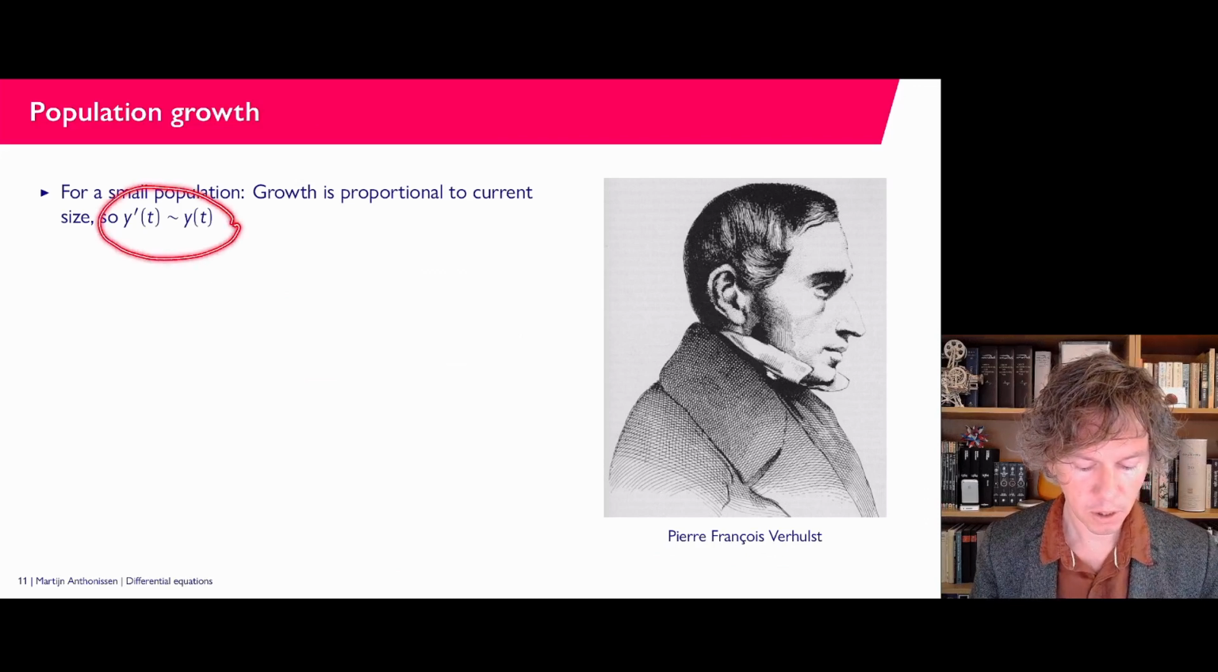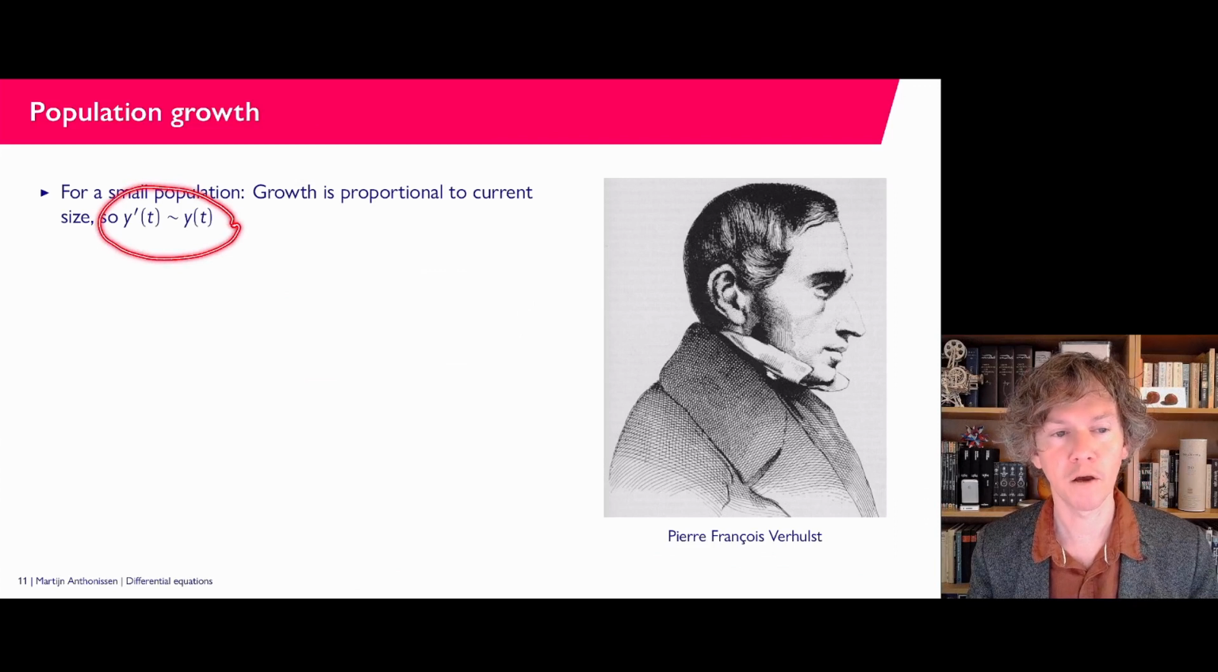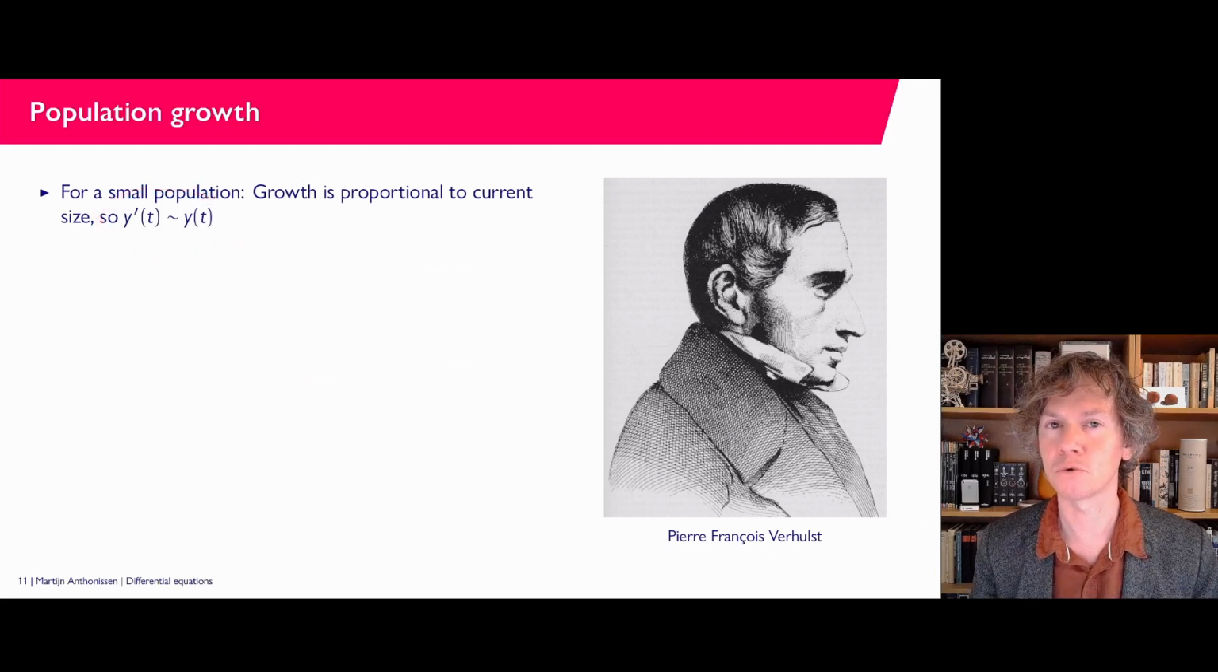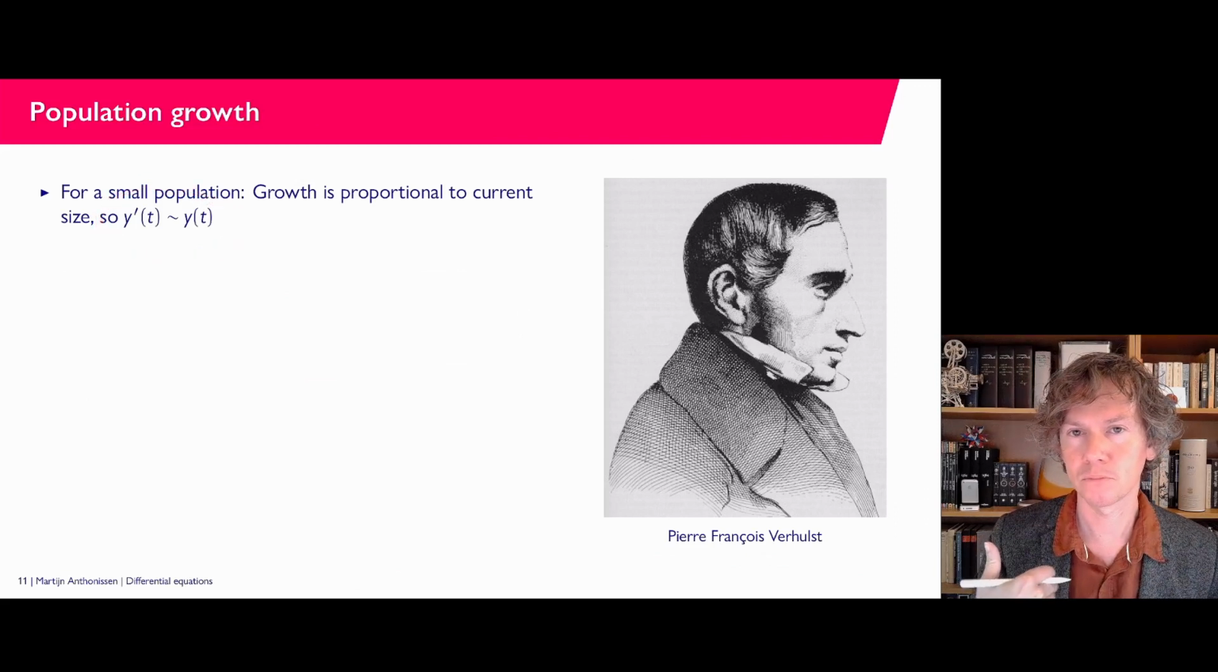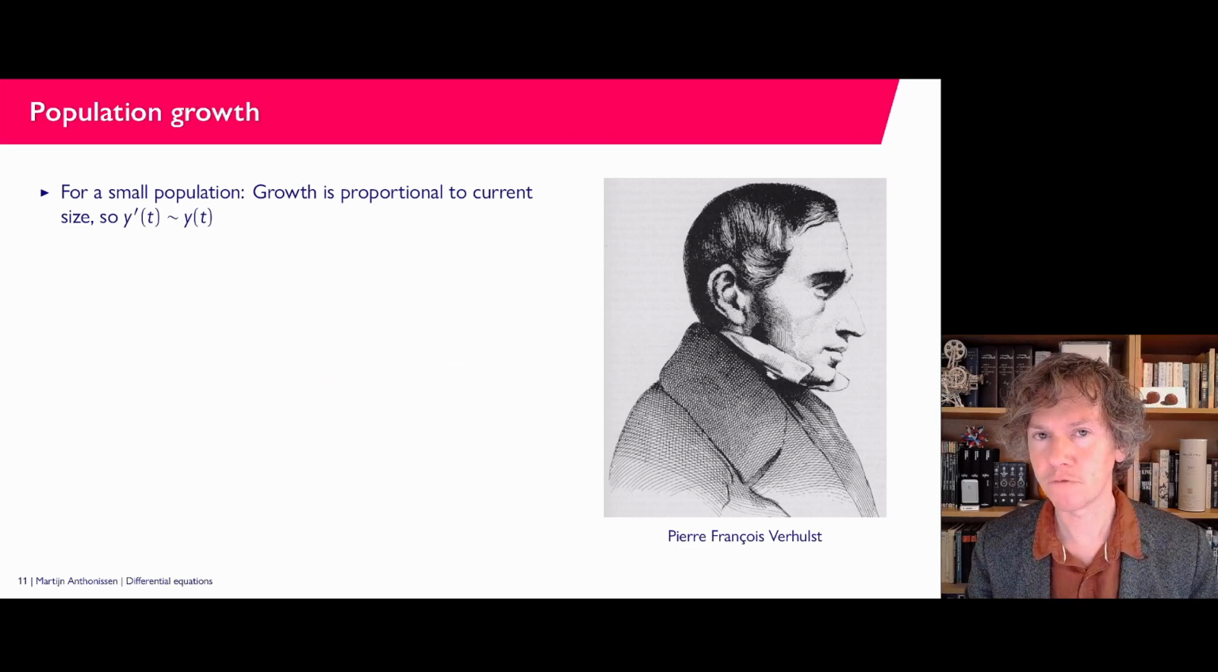And what he studied is a model for population growth where, in principle, the rate of change is proportional to y of t. So that's what you have seen for bacterial growth. But in a country with people, you know that there are limited resources. There is only so much food, so many houses to live in, and so on.